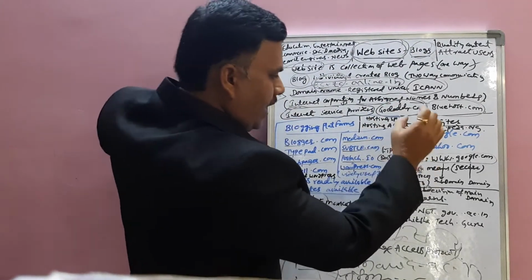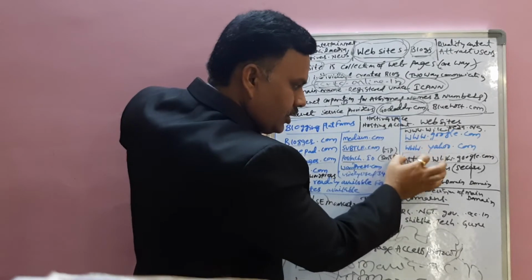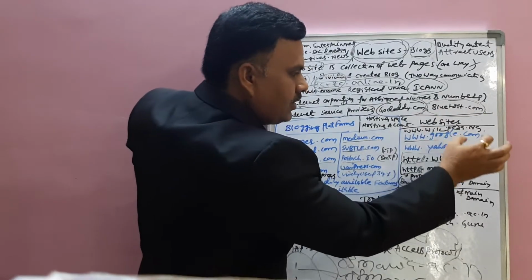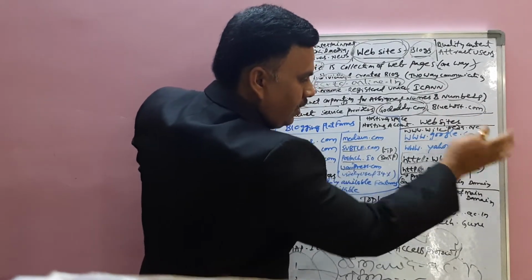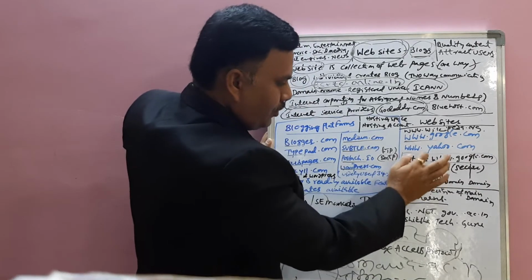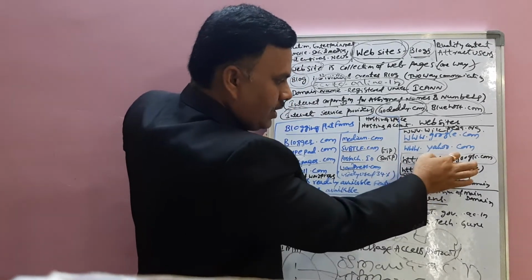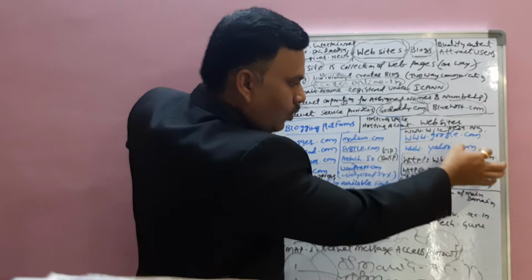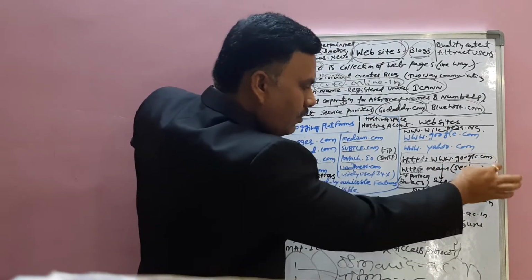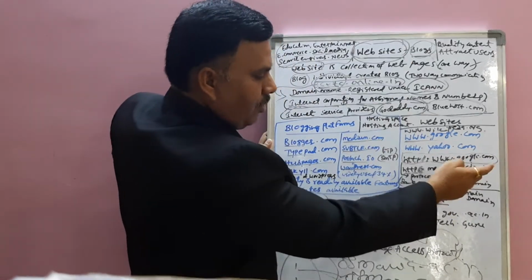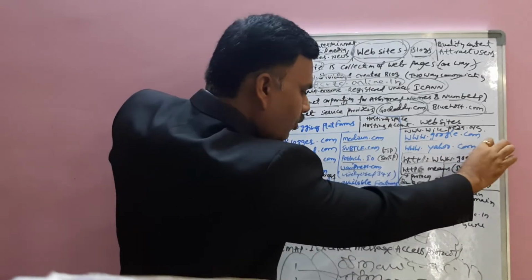So HTTP, the transfer: this is the protocol, hypertext transfer protocol. www is the subdomain. Google is the domain name. .com is the top level domain.